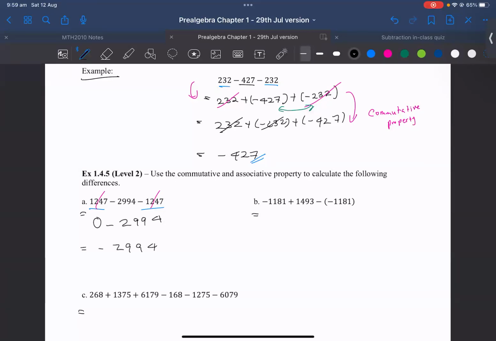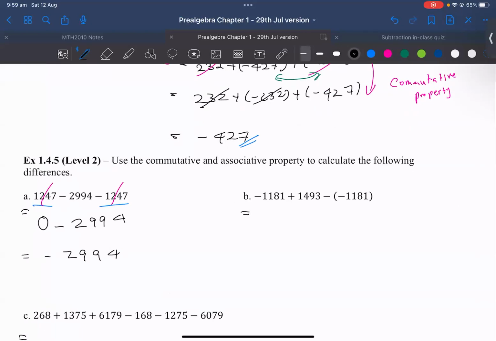Very similar idea for part B. But I would recommend converting to addition first, just because there's a negative of a subtraction. So it's ideas that matter here. The idea is the negative 1181 cancels with the... sorry, I'll do one more step. If I just get rid of the subtraction, it becomes negative 1181 plus 1493. What does subtraction of a negative become? Positive? Yep. Becomes addition. Two negatives become addition, basically. So subtracting a negative becomes addition.